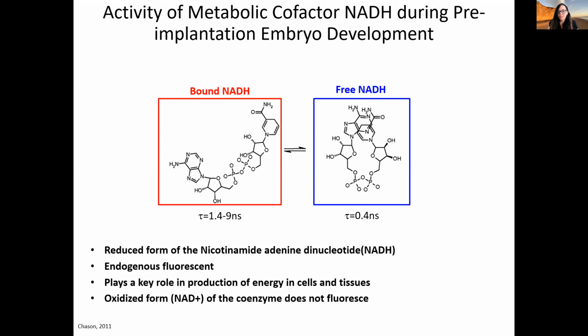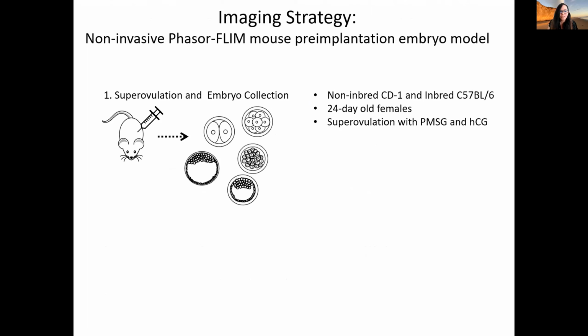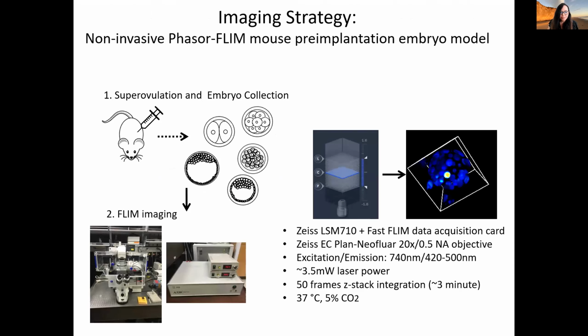And in the free state, you could see that these two rings here self-quench, and the lifetime is about 0.4 nanoseconds. So the imaging strategy that we developed was to isolate mouse embryos from pregnant moms and put them under a CO2 temperature environmental chamber, and then measure the fluorescence lifetime of each of the embryos.